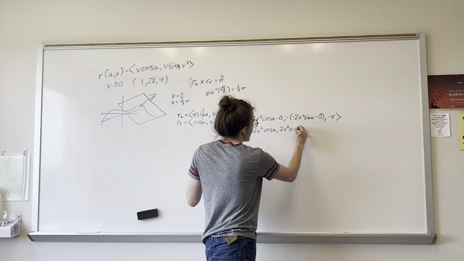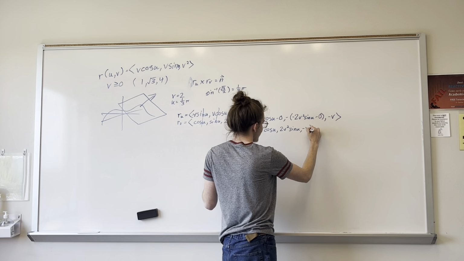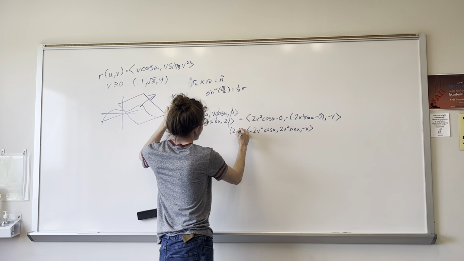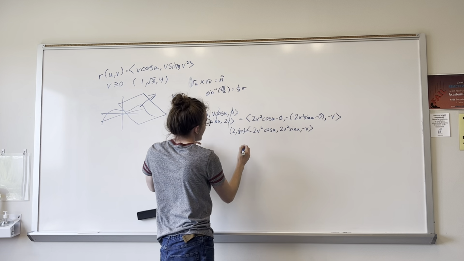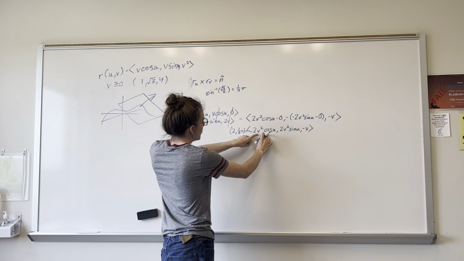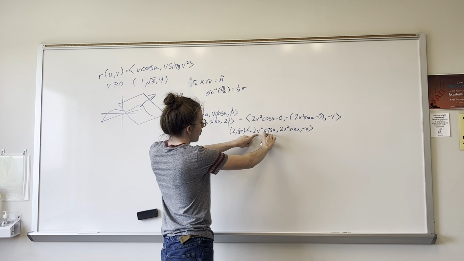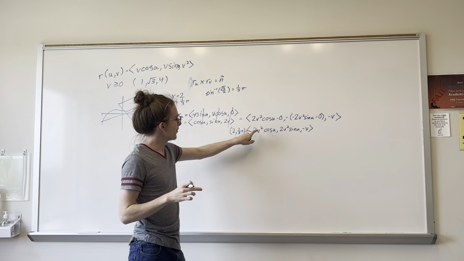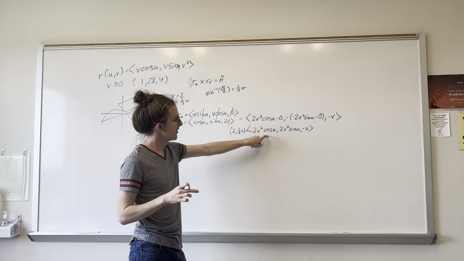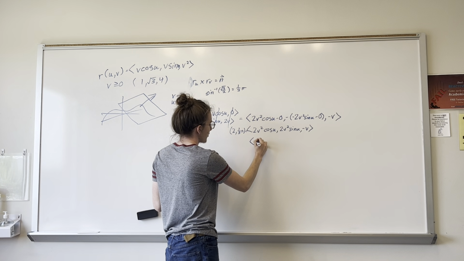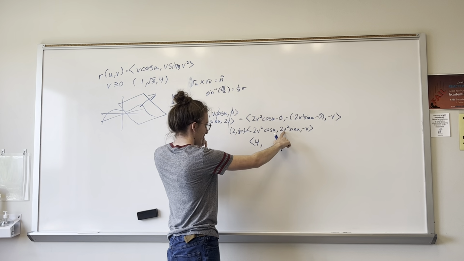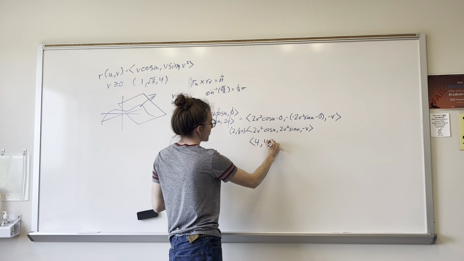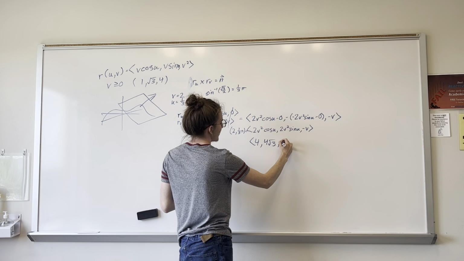So if we simplify 2v squared cosine u, 2v squared sine u, and negative v, and we plug in the point 2, 1/3 pi, then we get 2 times 4, 8, times 1/2, that would be 4, and then 8 times square root of 3 over 2, so that's 4 root 3, and that's just negative 2.